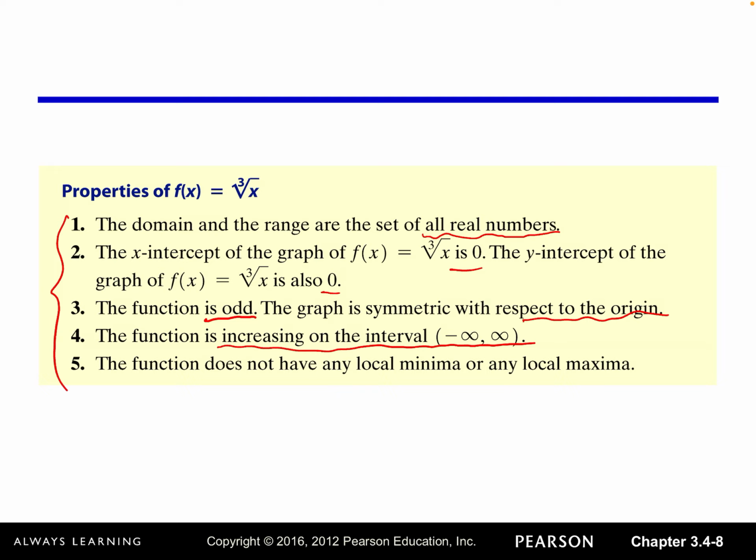The function does not have any local minimum or local maximum, and since the domain is not a closed interval, there's no absolute minimum and no absolute maximum either. It just doesn't exist. It only exists on a closed interval. Remember the extreme value theorem. Since it doesn't have a turning point, there's no local minimum and no local maximum. Okay, this is the third root function.